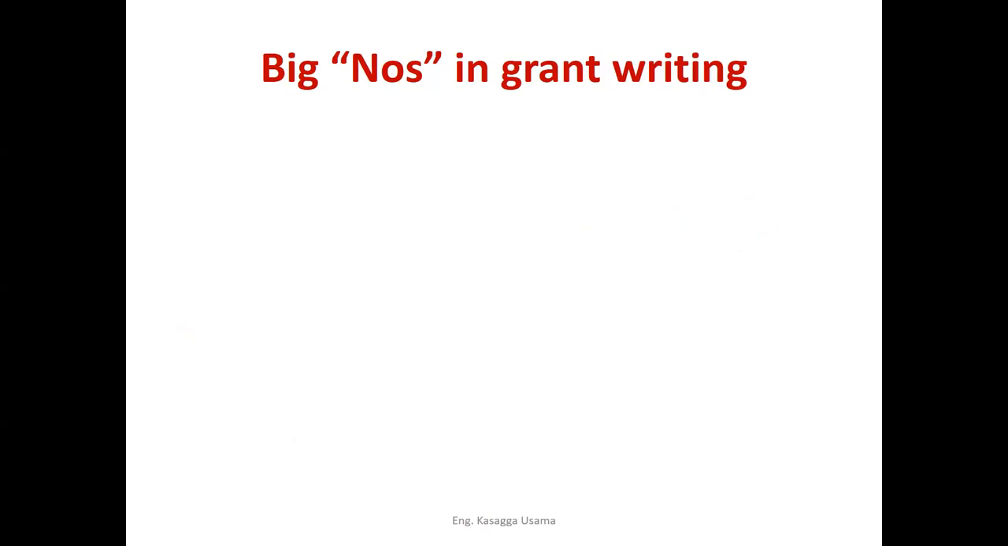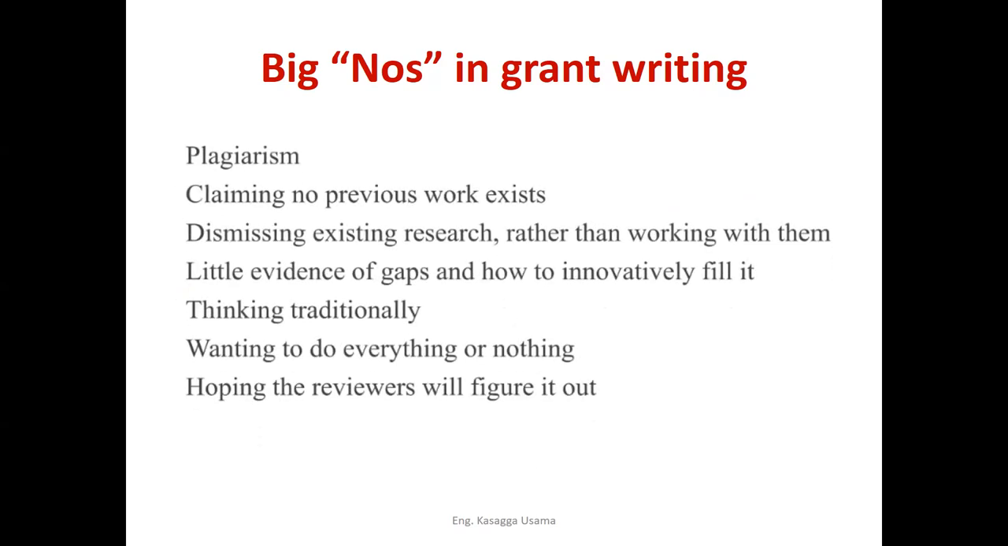Dear colleagues, as I wind up, the big no's in grant writing are the ones listed here: plagiarism, claiming no previous work exists, you are lying, little evidence of gaps, thinking traditionally, wanting to do things or nothing, hoping the reviewer will figure it out. Here you write and say, I think they will find out.